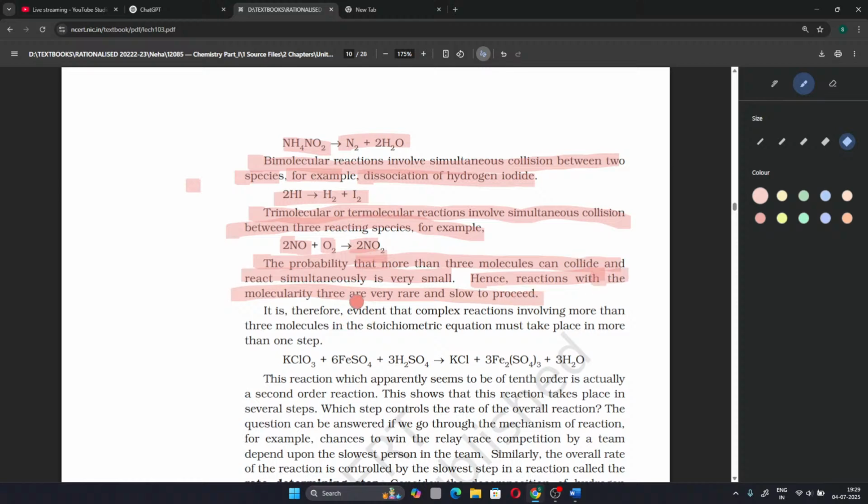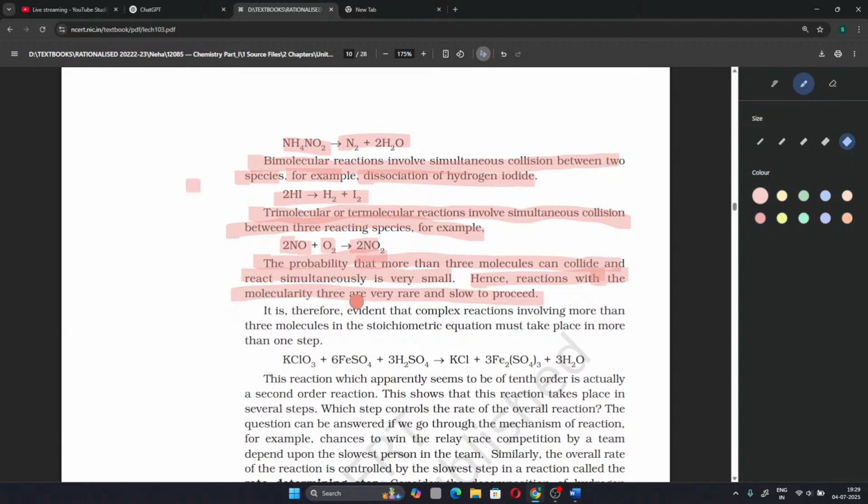3 is the highest. With 4, it is very rare for 4 individual molecules or atoms or ions to collide simultaneously. It is a very hard and very slow process as well. It is very rare, and in the case of molecularity 3 also, it is rare and slow to proceed. This is also a slow reaction.